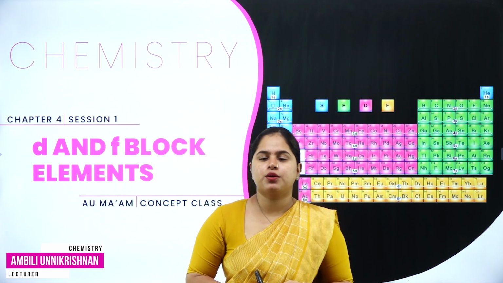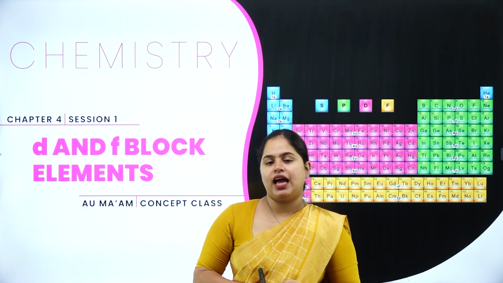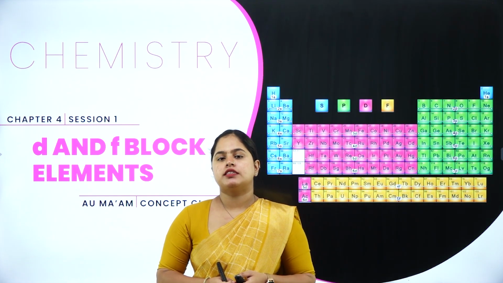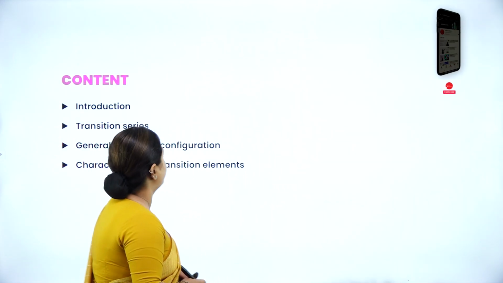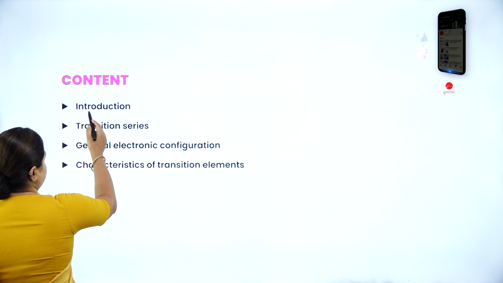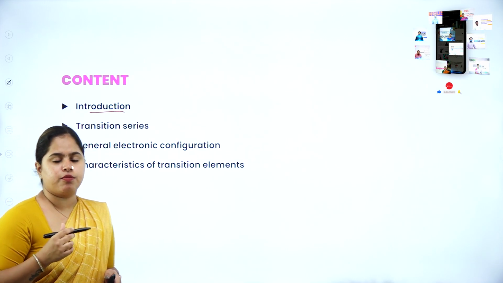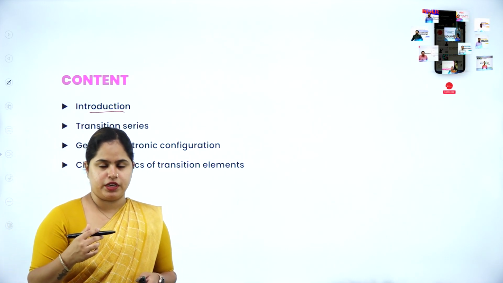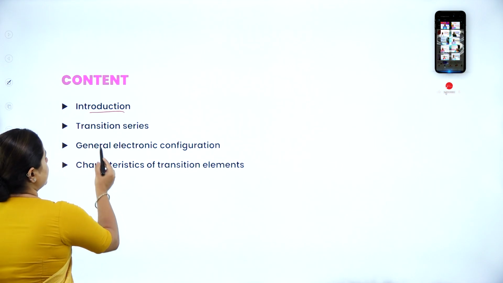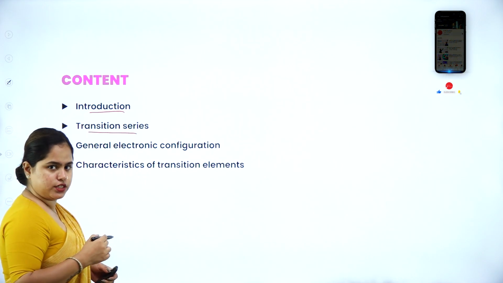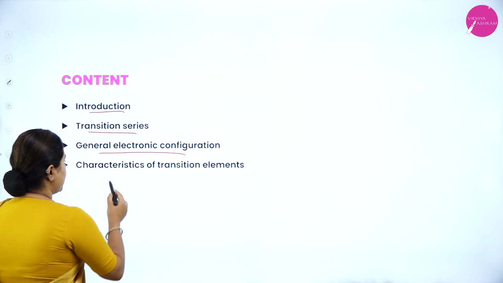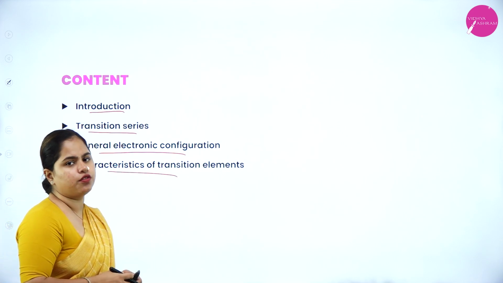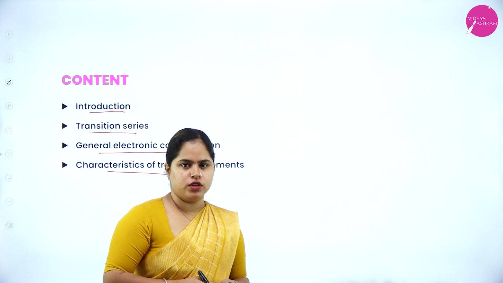Today I am back with a new chapter, D and F block elements, that is the fourth chapter of your syllabus. In today's session, we are going to discuss the introduction, that is where exactly D and F block elements are present in your periodic table, and then what is called a transition series, then the general electronic configuration of D block elements, as well as some characteristics of transition elements we are going to study.